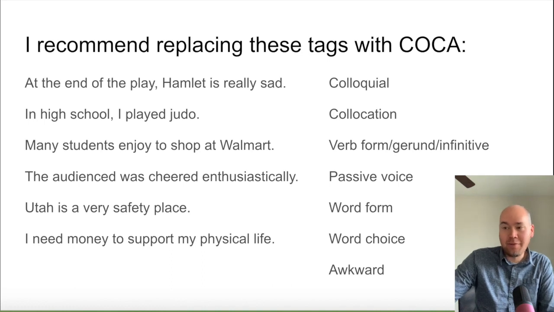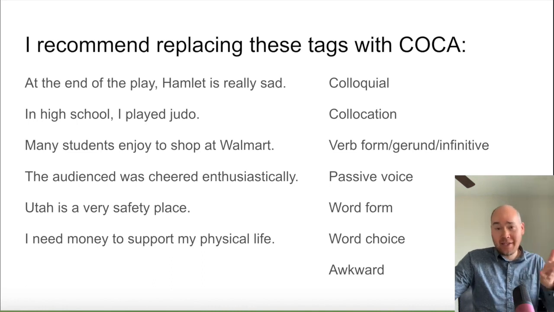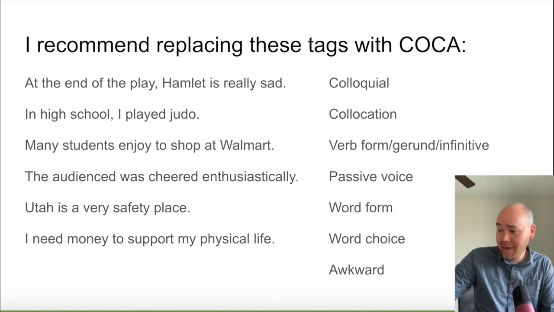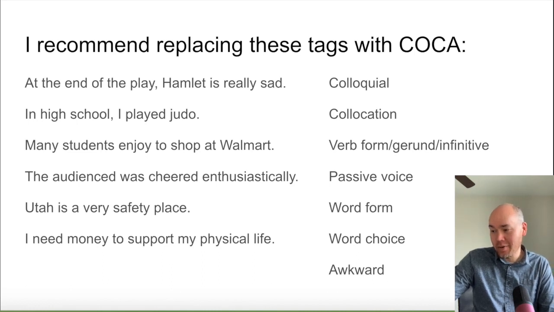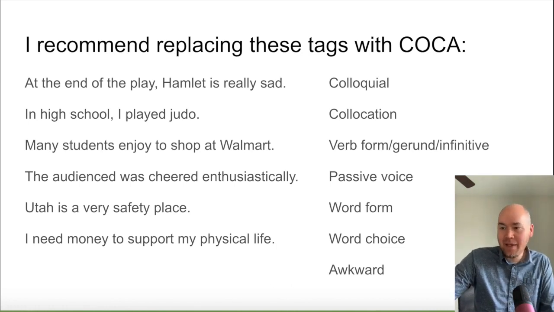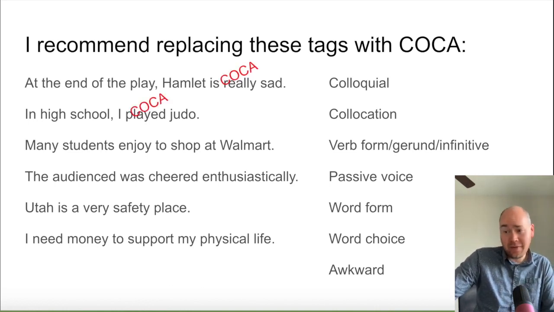So I recommend replacing any of these tags that you use with COCA. COCA gets at the answer without having to teach the meta language. It's very handy for that. Students can see that a word is natural or unnatural without hearing the words like the meta language we use, like collocate or something like that. So colloquialisms, you can just replace with COCA instead of saying this is colloquial. For collocations, of course, you can just use COCA tag.